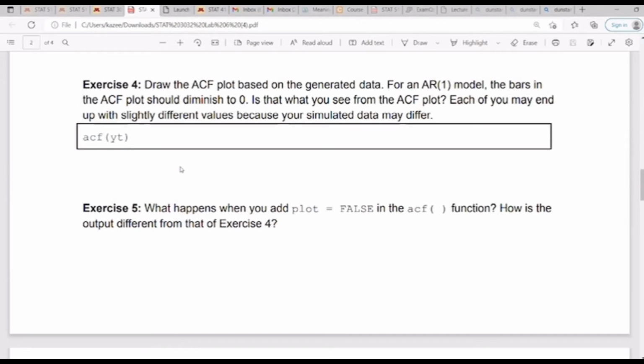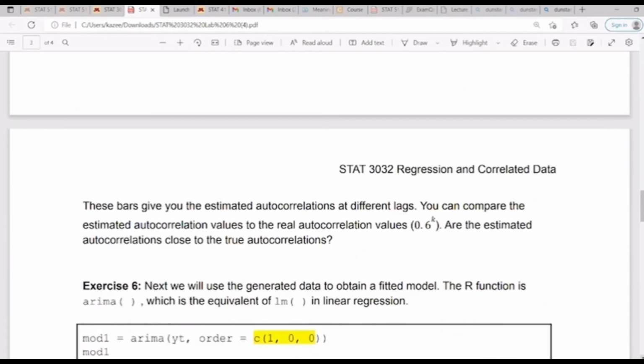So what you can see in the plot now is just that if the appropriate model is actually an autoregressive model of order 1, we expect the autocorrelation function at different lags to diminish to 0 as the lag increases. I just wanted you to take note of that. Okay, so far so good, right? I'm gonna go to the next one.